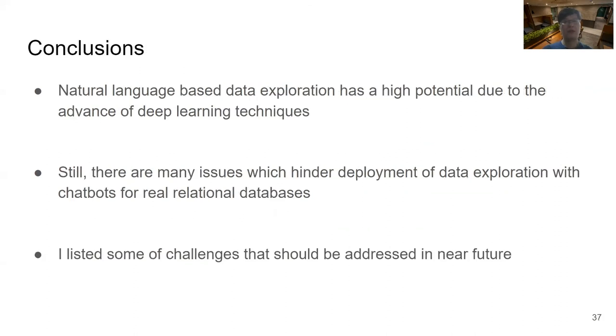To conclude, natural language-based data exploration has a high potential due to the advance of deep learning techniques. Still, there are many issues which hinder deployment of data exploration chatbots for real-world databases. In this talk, I listed some of the challenges that should be addressed in the near future.